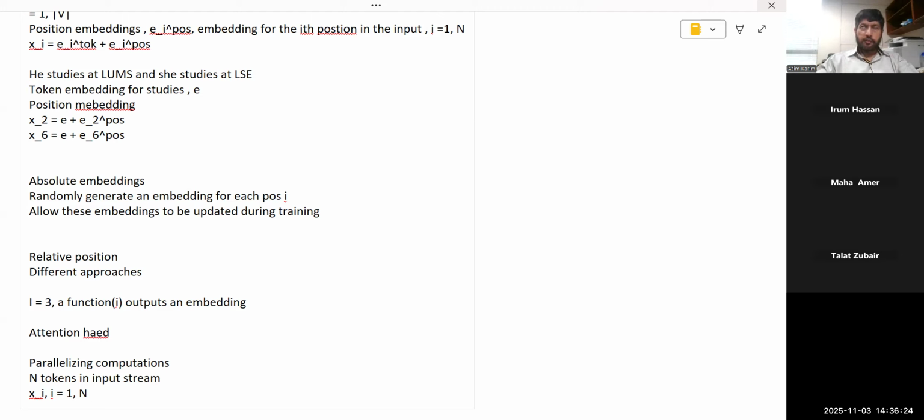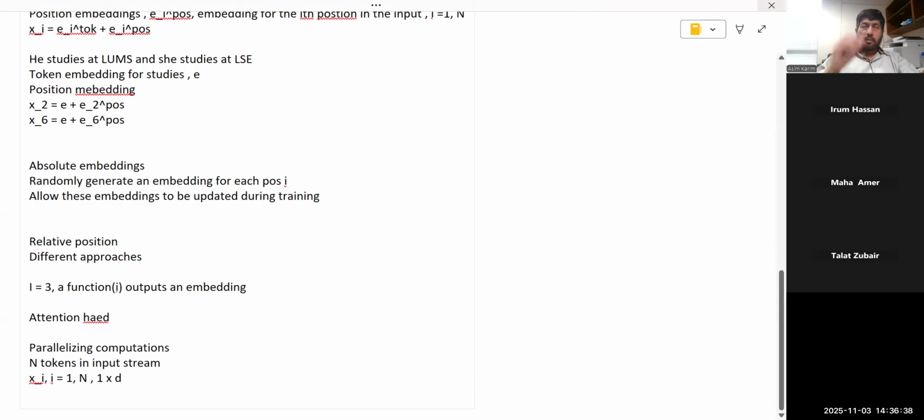ठीक है. So and of course इसका size क्या है? इसका size row vector 1 times d. d is the model dimension that we talked about earlier. Usually this is 512, 1000, 12,000 depending on your model. ठीक है. So what we do is we can pack all of these vectors into one matrix, the capital X matrix.